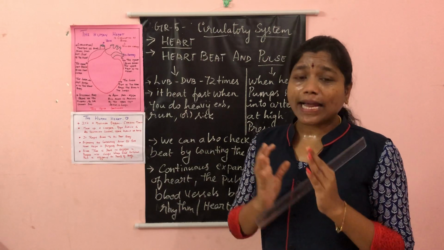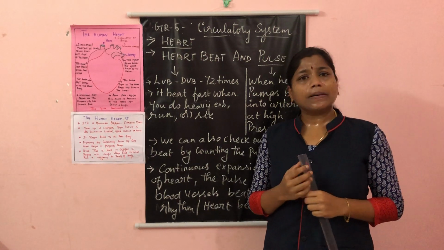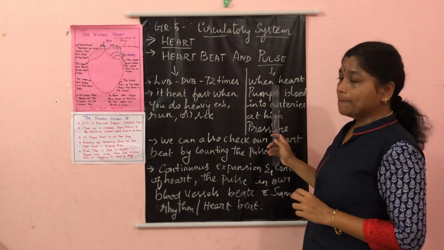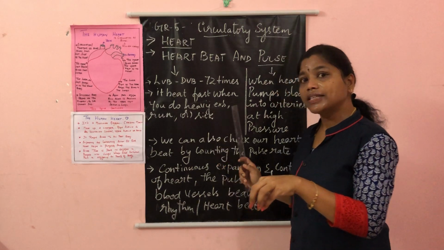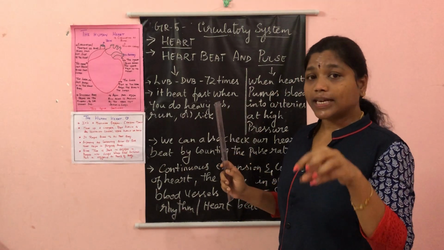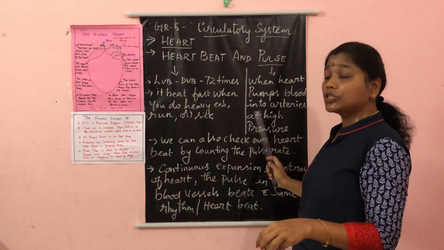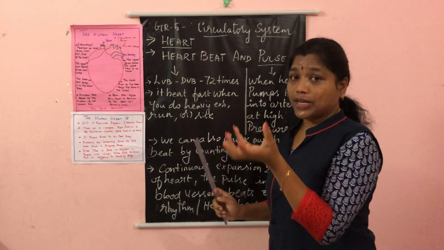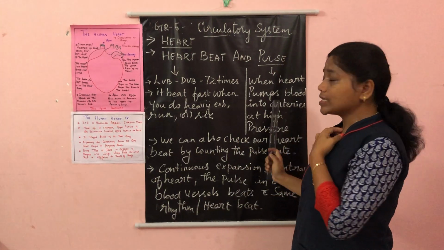We are able to calculate the heartbeat with the help of the pulse rate also. What is pulse rate? Pulse rate is when the heart pumps the blood into the arteries. What are arteries? Arteries are blood vessels. We studied that in the last session, right? So when the heart pumps blood into the arteries at high pressure, you can listen to the pulse rate. Is everyone clear about what the pulse rate is?